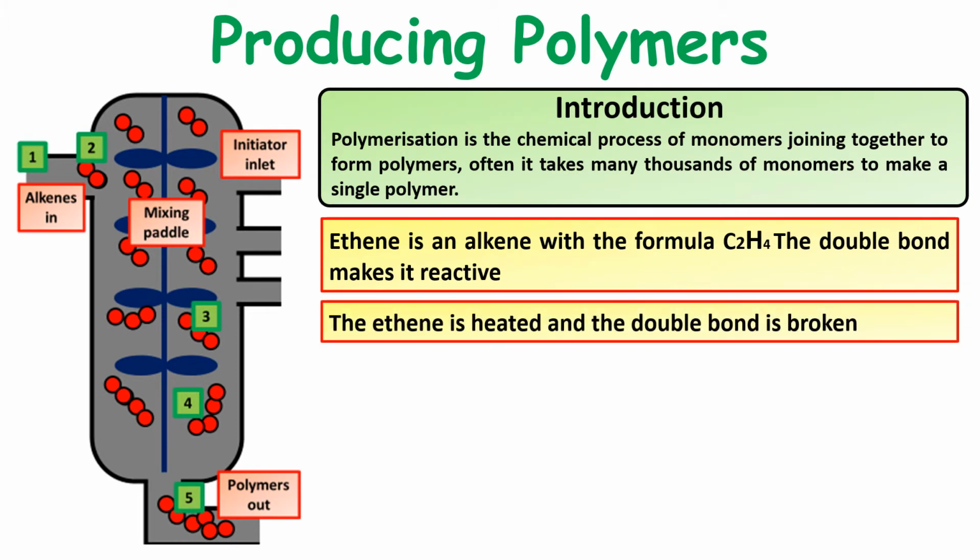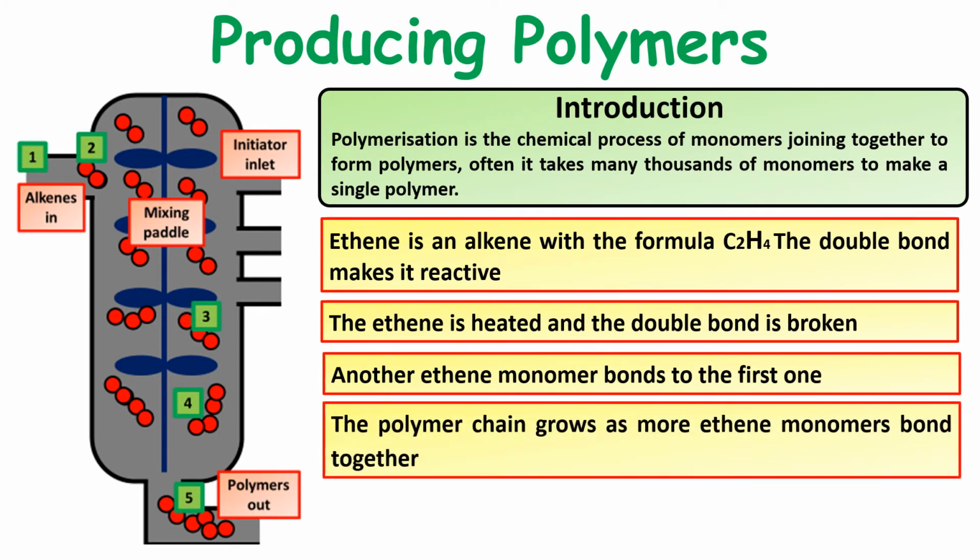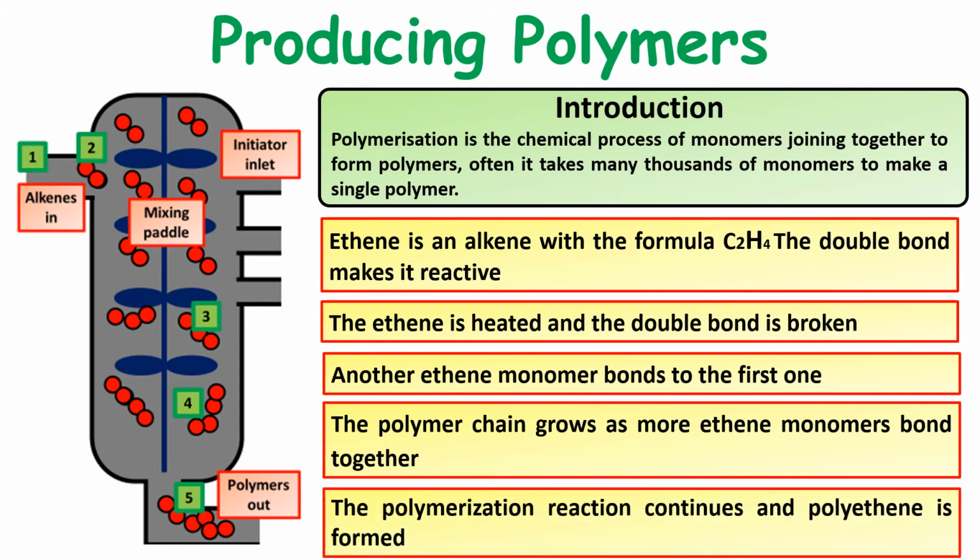The ethene is heated and the double bond is broken. Another ethene monomer will bind to the first one. So therefore the polymer will grow in length as more ethene monomers bond together. So the polymerization reaction will continue and polythene is formed.